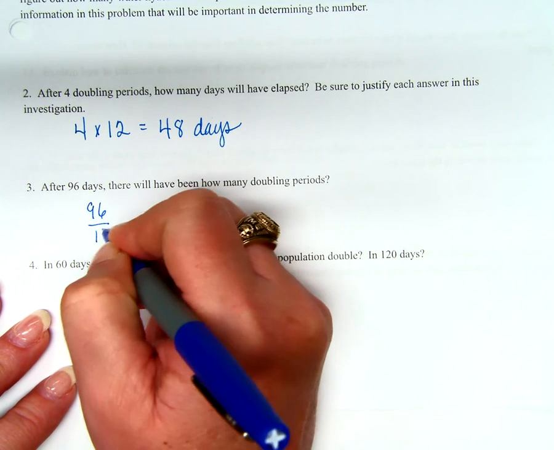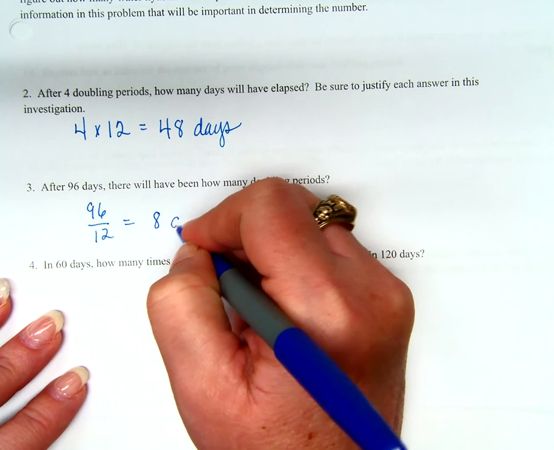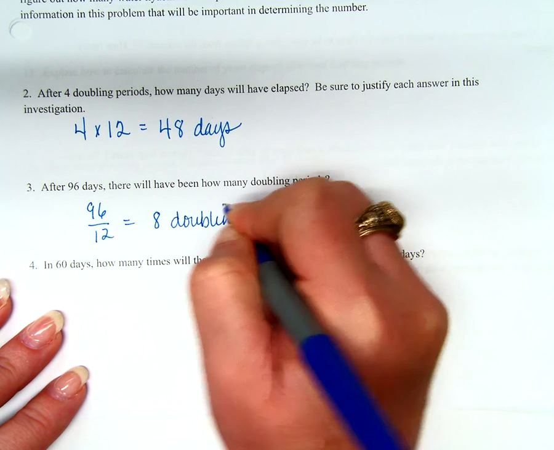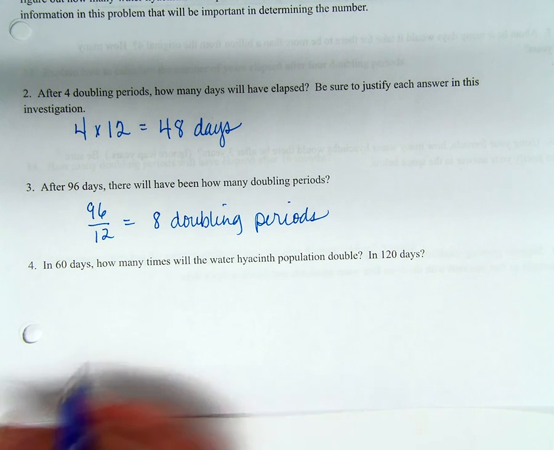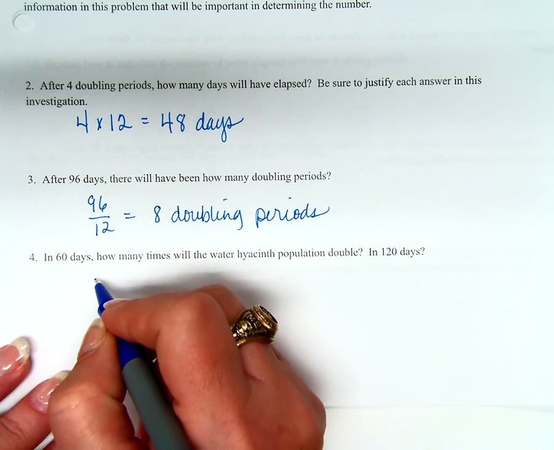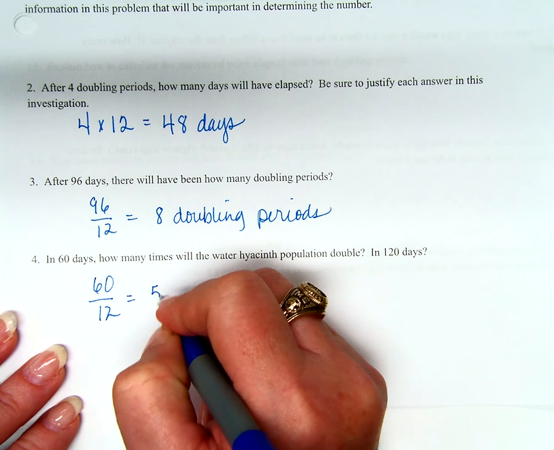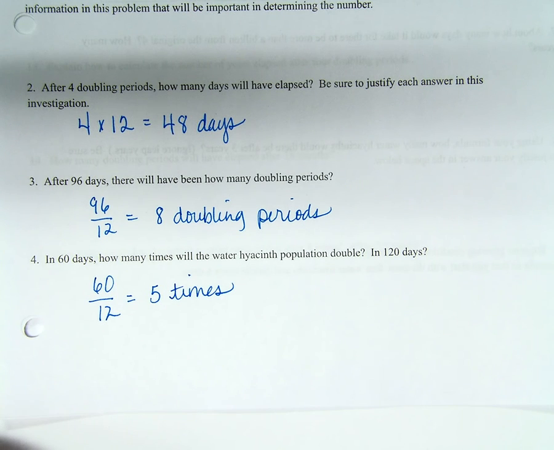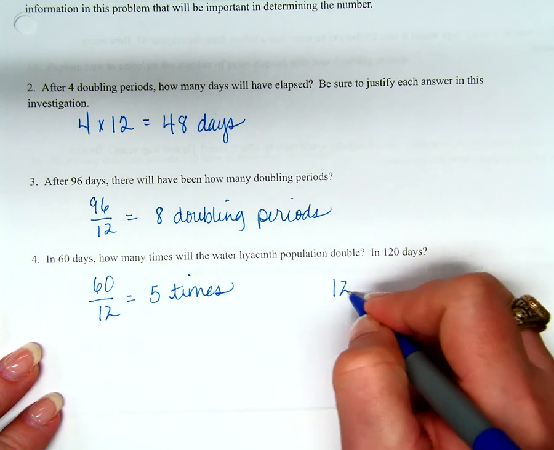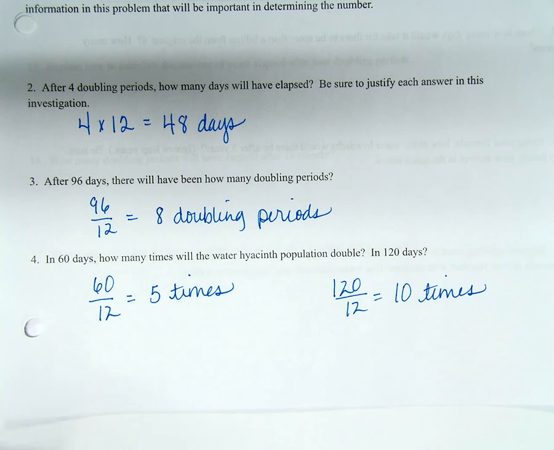Okay. After 96 days, there will have been how many doubling periods? So 96 divided by 12 equals what? 8 what? Doubling periods. After 60 days, how many times will the water hyacinth population double? Equals what? 5 what? 5 times. We can put 5 times. That'll work. And then 120 you think is 10? Okay, I agree with that. As long as we put 10 times.